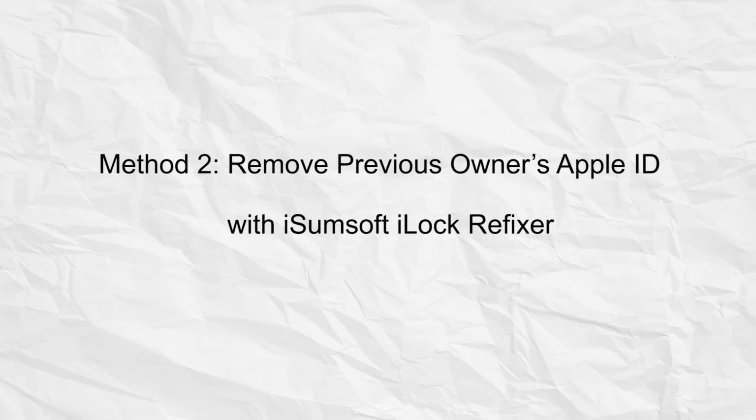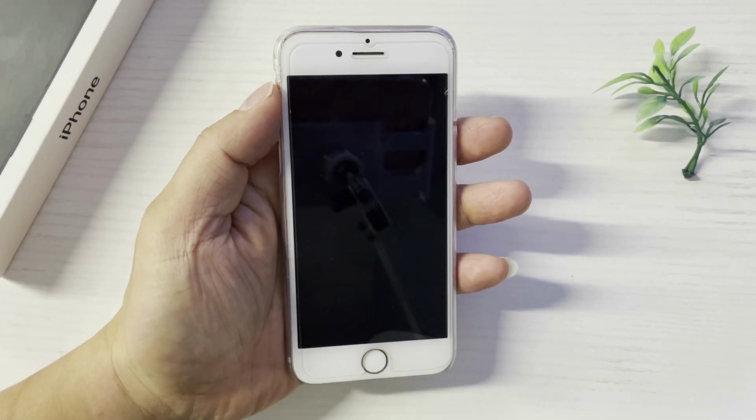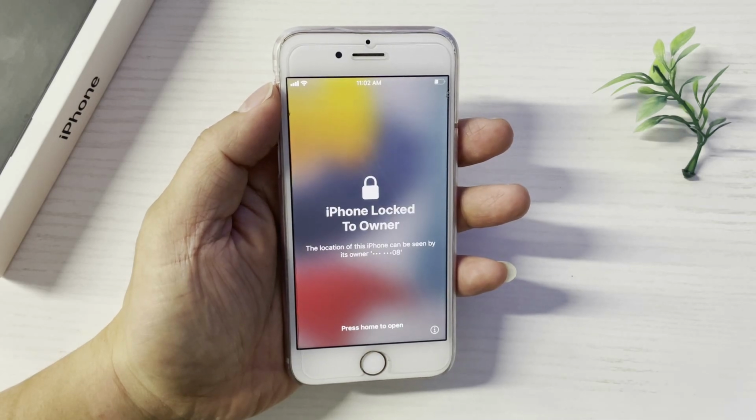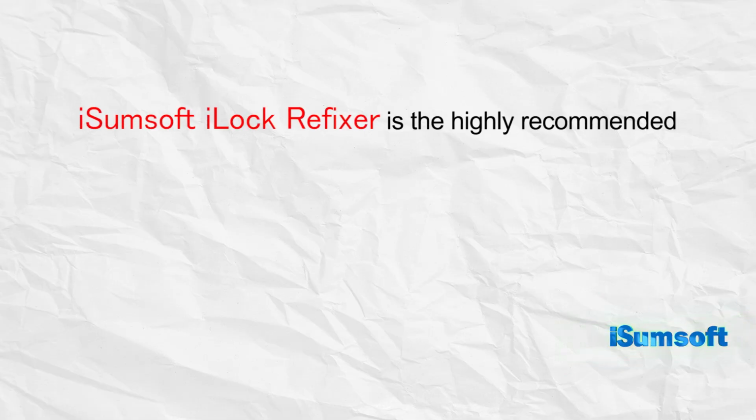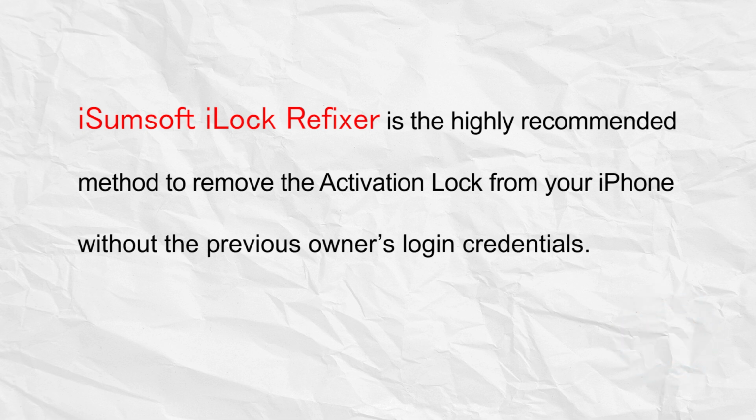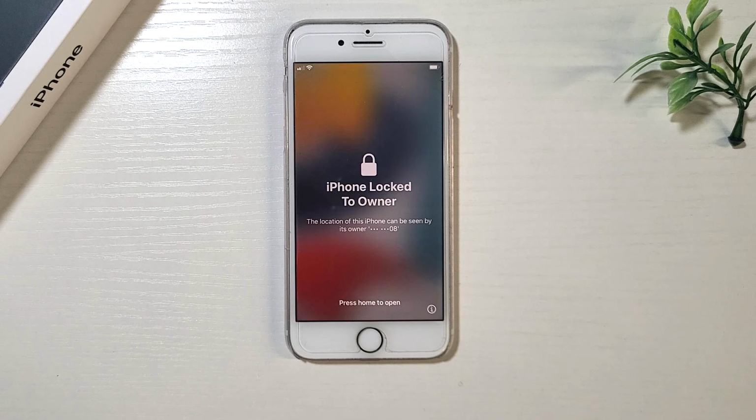Method 2, remove the previous owner's Apple ID with the iSumsoft iLock Refixer. If your iPhone has been reset and you're stuck at the activation lock screen without the previous owner's Apple ID password, iSumsoft iLock Refixer is the best solution. It helps you remove the activation lock without the previous owner's Apple ID.